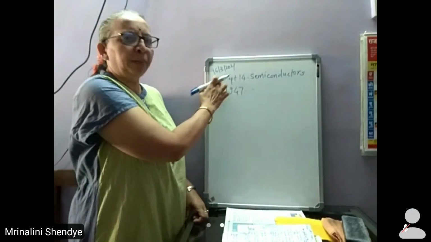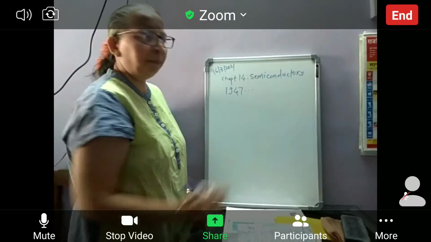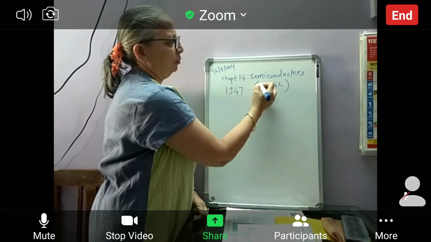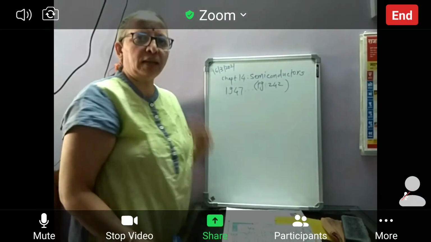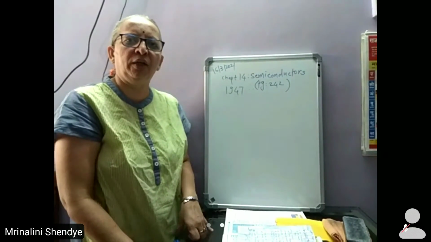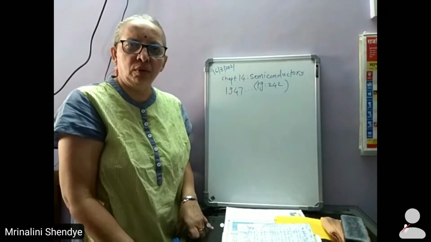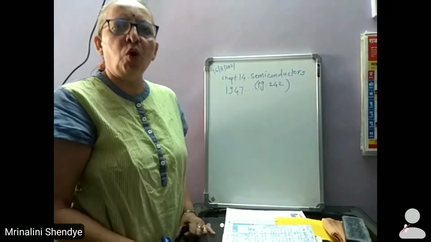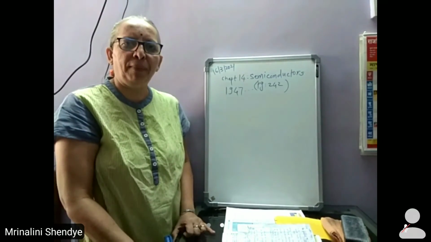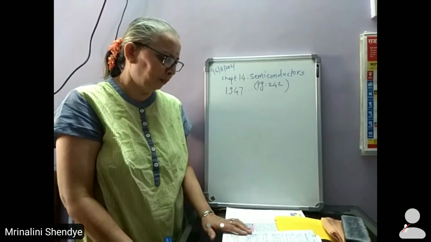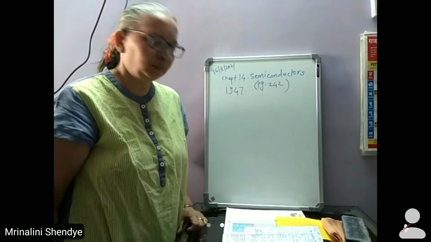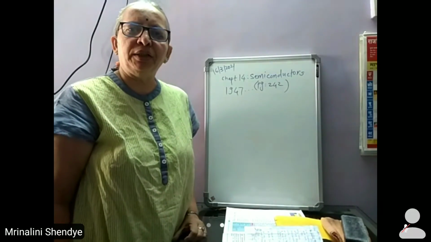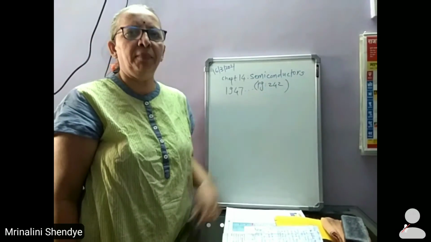It is chapter 14. Open page number 242. It starts from page number 242 from the textbook. So I appeal to all of you to open the textbook and get page number 242. In this chapter, we will discuss electric conduction through semiconducting materials.